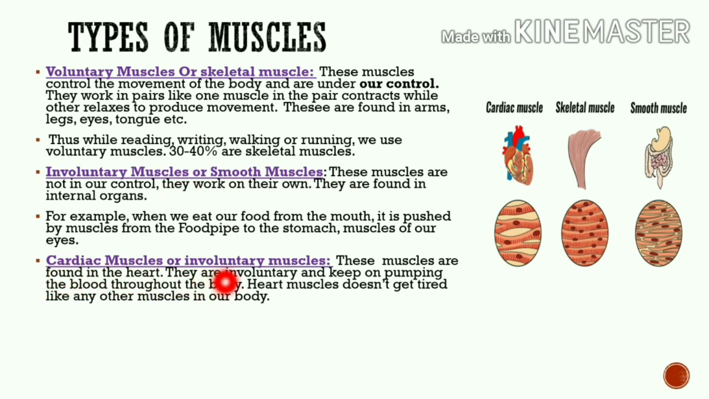Next one is cardiac muscles. These muscles are found in the heart. They are involuntary and keep on pumping the blood throughout the body. Heart muscle doesn't get tired like any other muscle in our body. Of course our heart muscle doesn't get tired, otherwise we won't be alive, right? It is always pumping the blood throughout our body.